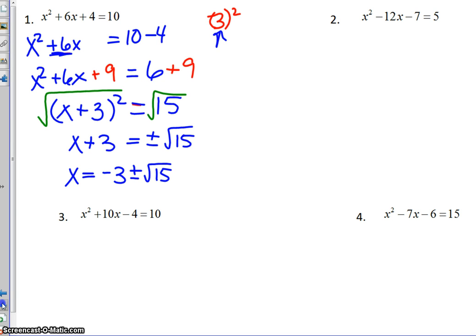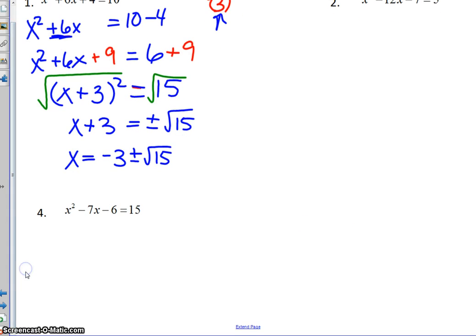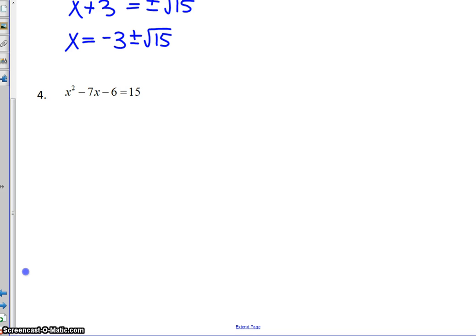Let me do another one for you. Actually, I'm going to do number 4 here, because number 4 is a good example. So let's do number 4. With number 4, my first step would be, again, bring the constant to the right side. So x squared minus 7x equals, I'm going to bring the constant, it'd be 21 now.